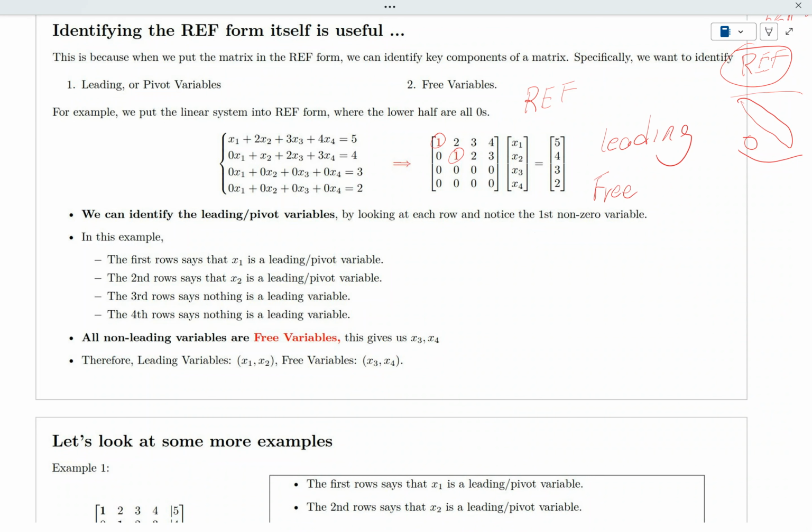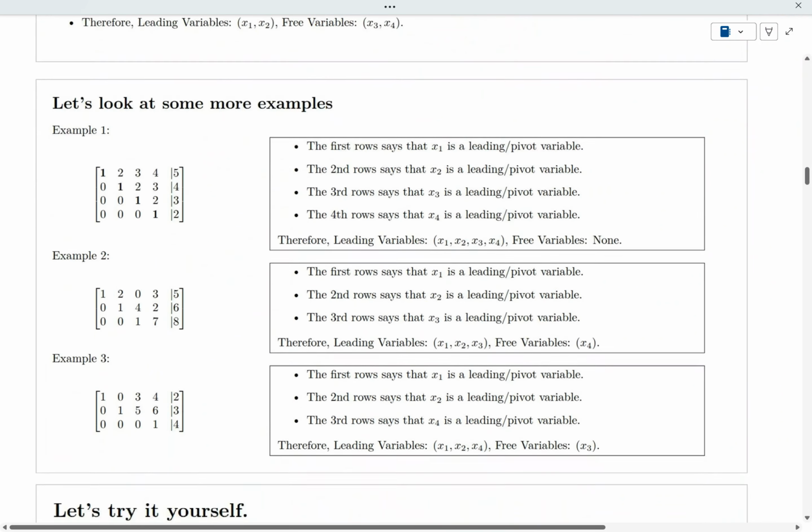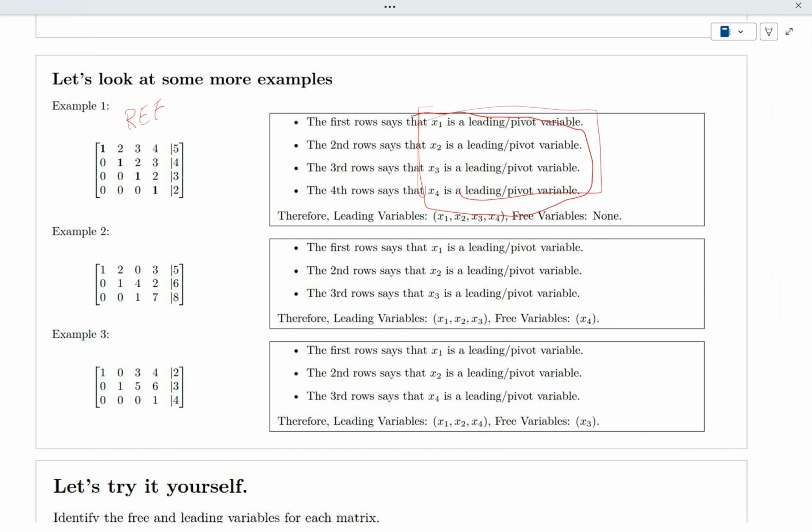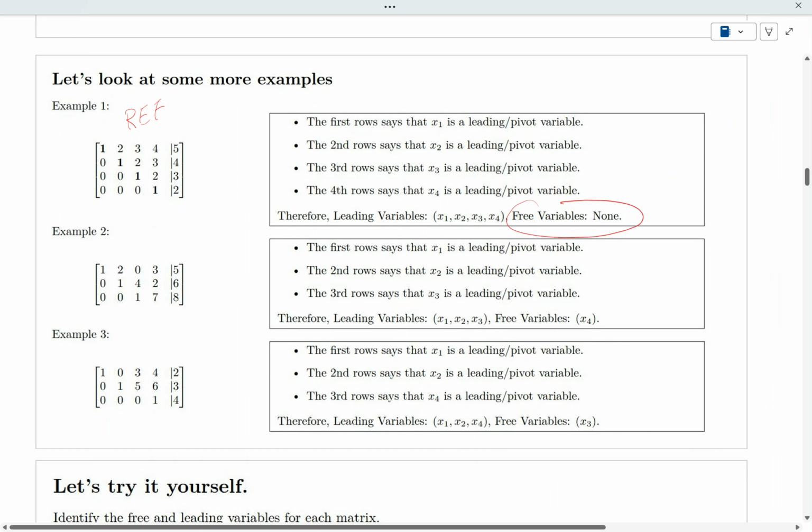I think it might be easier if we look at a couple more examples. In this particular example, we have x1, x2, x3, x4, and this is in the REF form. Therefore, x1, x2, x3, x4 are all leading. Anything that's not leading is a free, but since everything is leading, we don't have any free variables, none. So that's one example.